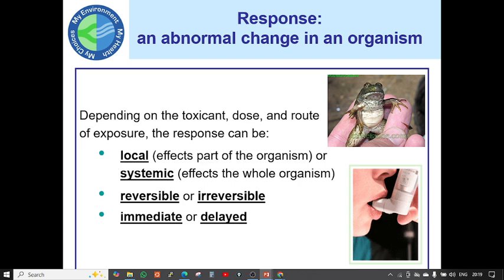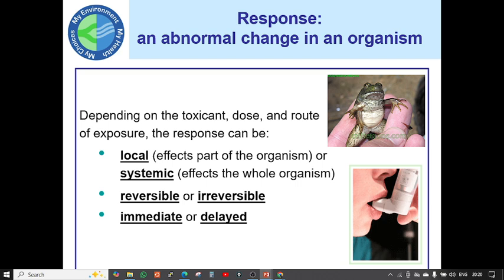Dose and route of exposure: if you are consuming poison through the mouth, it can take at least 15 to 30 minutes to dissolve in your blood. If the poison is directly mixed with the blood, it takes less than 2 or 3 minutes to reach all your body parts. So the way the poison substance enters your body also matters, and the response time also depends on it.